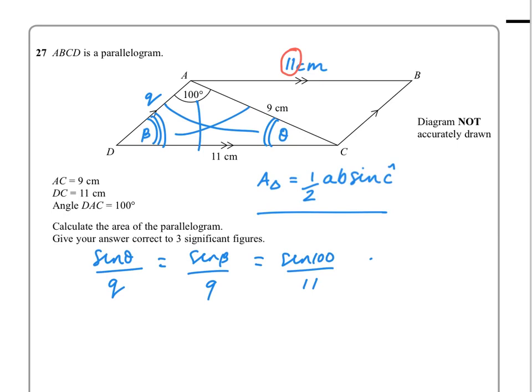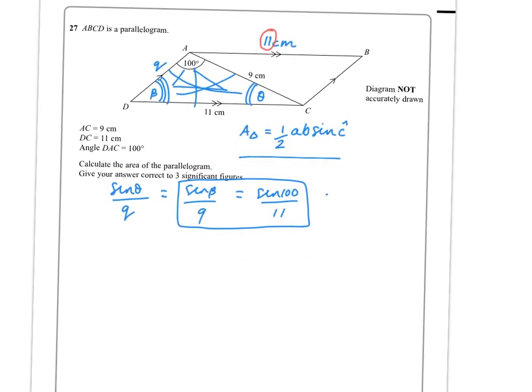What we want to do is, as fast as possible, find theta. So I'm going to use these two here because I can then find beta. I know that the angles in a triangle add up to 180, and then I can find theta and then just put it into the formula, times it all by 2, and then I'm done. So let's have a look. If sine beta is then 9 sine 100 over 11 because I times both sides by 9 to get rid of this denominator here. And then I'm just going to find beta by doing sine to the minus 1 of all of this.